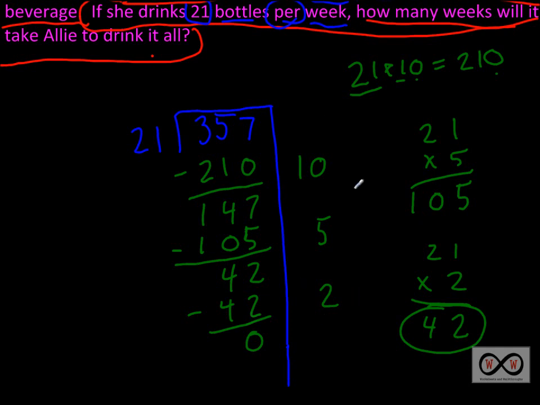Now we've got to add up these partial quotients. 0 plus 5 is 5 plus 2 equals 7. And we'll bring down that 1 in the tens place to be 17. Now again, we'll check our work. We've got 21 times 17. We're hoping that it equals 357.